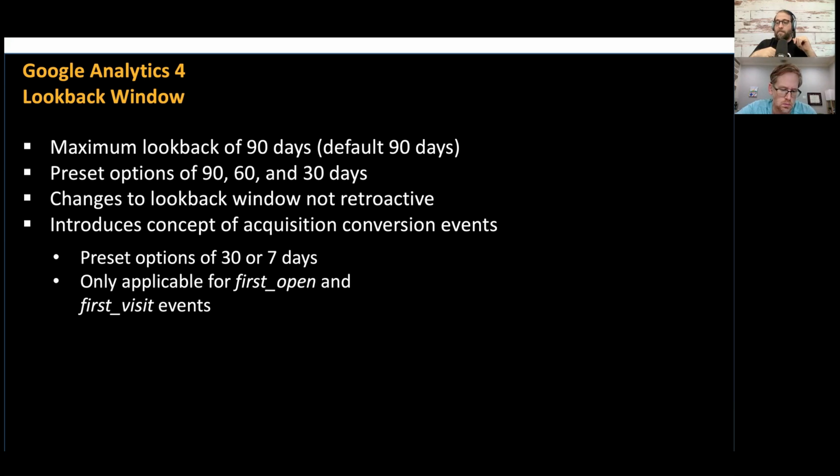That means that once you set a look back and the data in Google Analytics comes, it's set. If you change it again, it's not going to change things from before. So you got to keep that in mind. We see that in Google Analytics 4, there are a lot of retroactive things. This is not one of them. Last thing is it introduces the concept of that acquisition conversion event, which is the first thing they did. In that case, that's only a 30 or a 7-day concept.